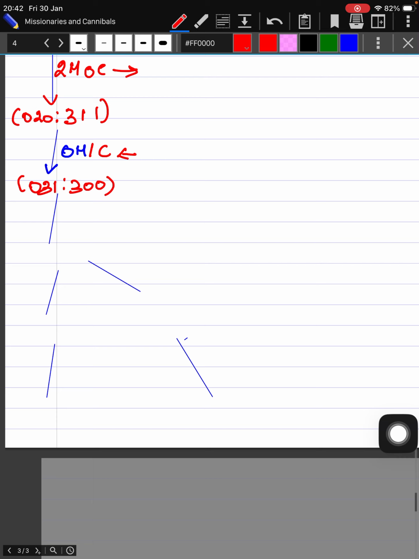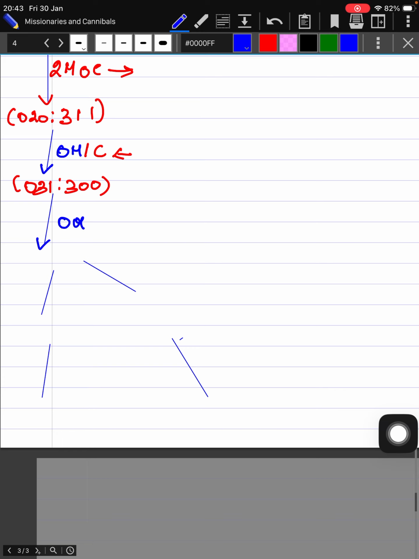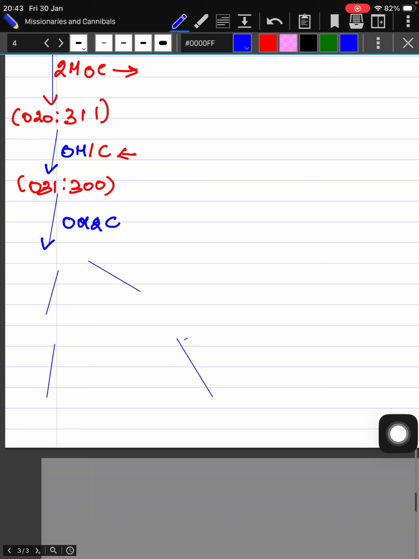I have not reached the goal state and my condition is also not violated. So I'll try to take the next one. Right, 0 missionary, 1 cannibal. I'll try to take the next one. 0 missionary, 2 cannibals, which will make it 0, 0, 1, 0.